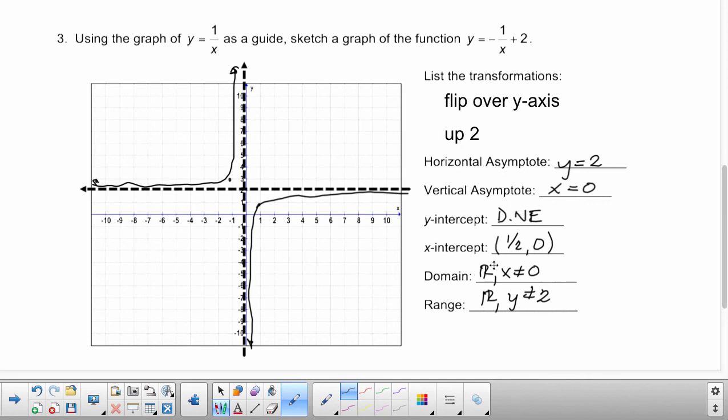Our domain is all real numbers, x not equal to 0. Range, all real numbers, y is not equal to 2. That comes from our asymptotes, of course.